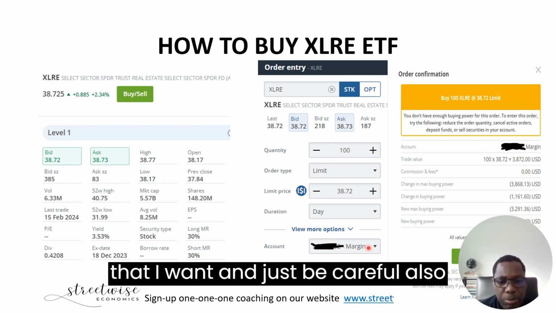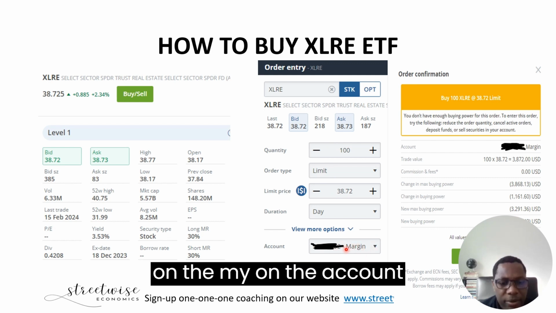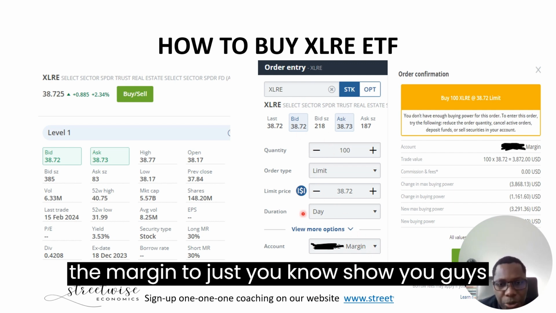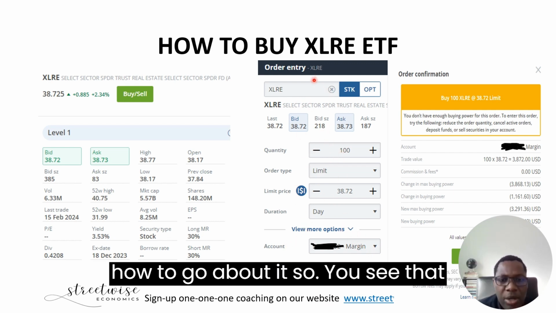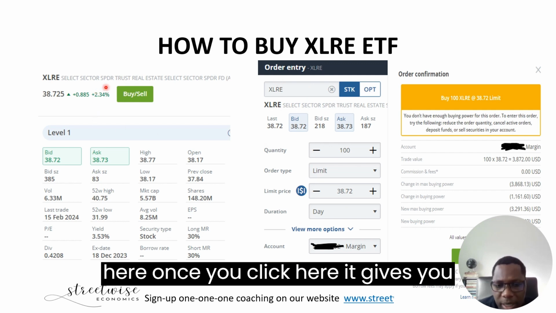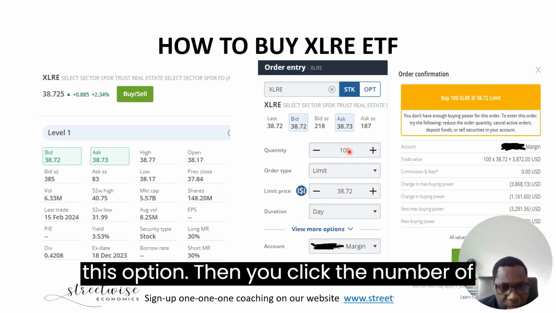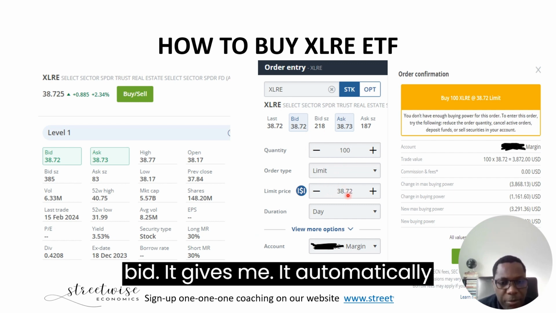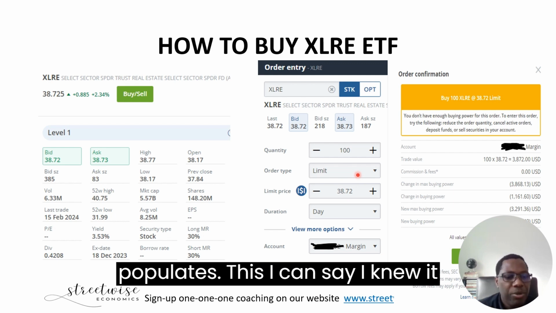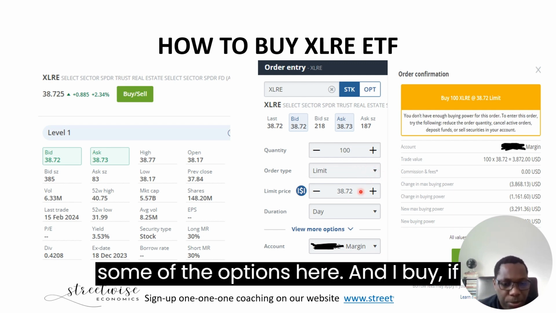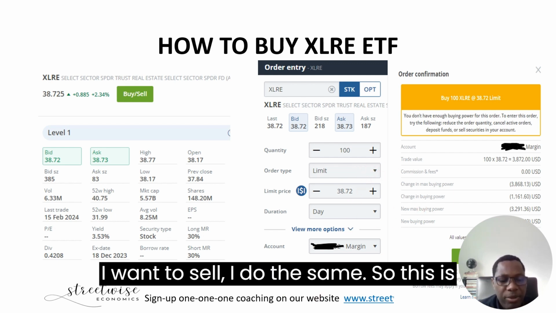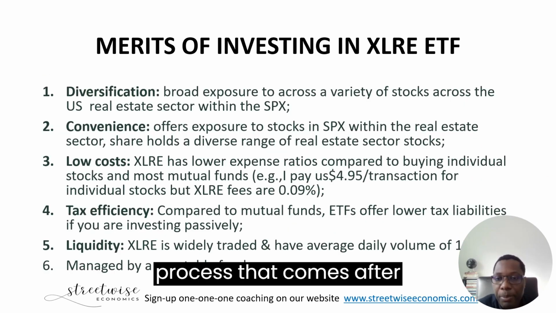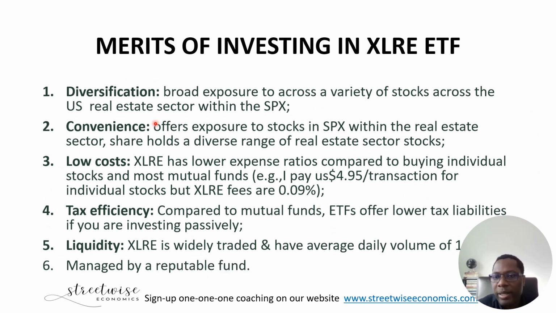And just be careful also about the account that I will be using. I was just using the margin account to show you guys how to go about it. So once you click here, it gives you this option. Then you enter the number of shares, let's say 100, and then I click bid. It automatically populates this. I can say until it clears, or at market price. These are some of the options here, and I buy. If I want to sell, I do the same. So this is the same, right? And then this is just the process that comes after that.